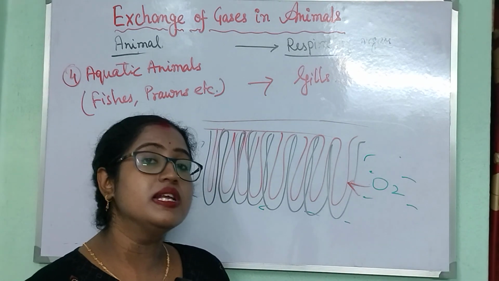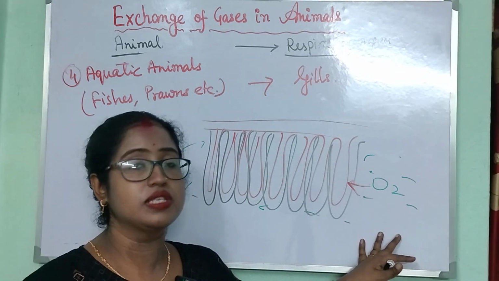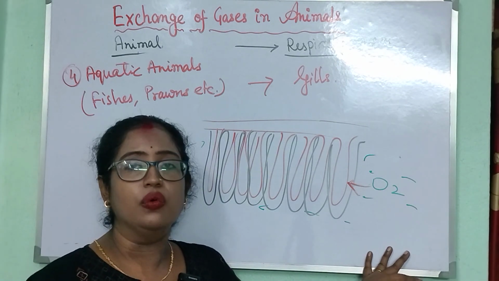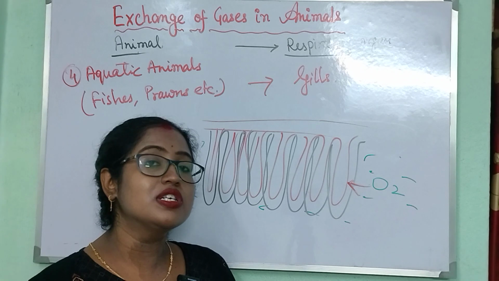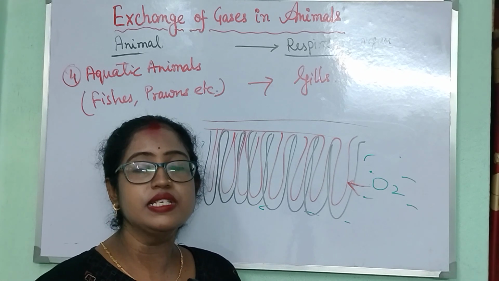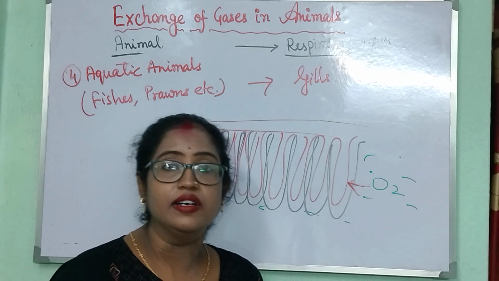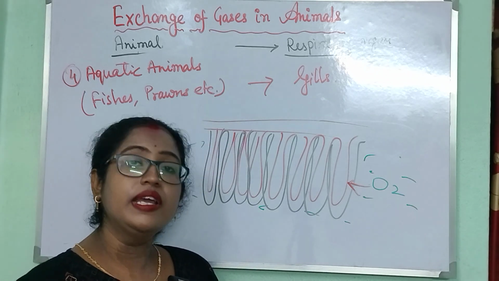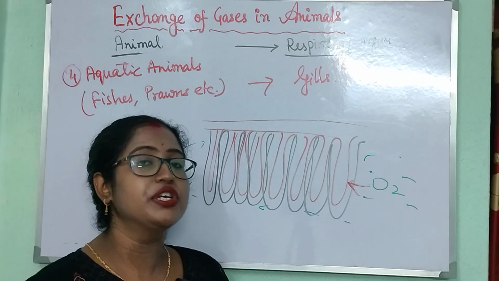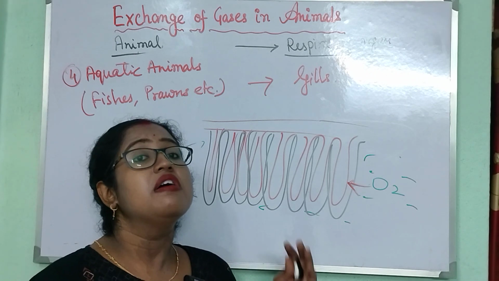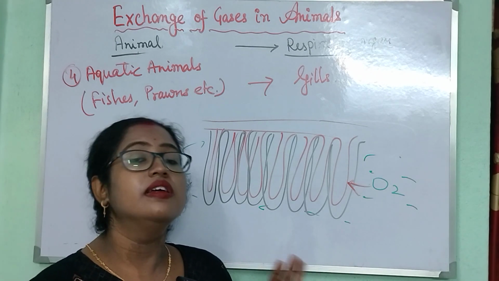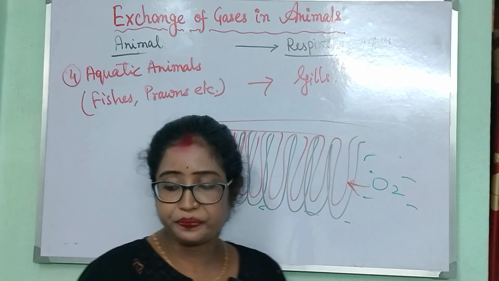The oxygen present in water is very low, while the concentration of oxygen in atmospheric air is slightly higher. So the rate of respiration in aquatic animals is faster than in land animals.